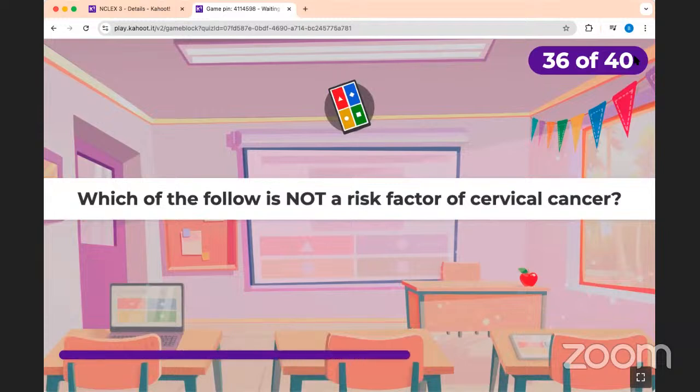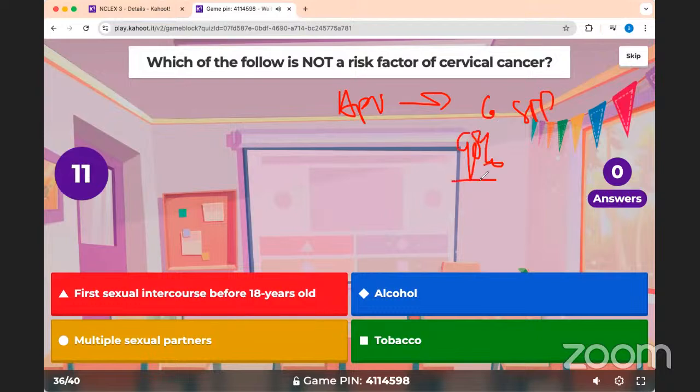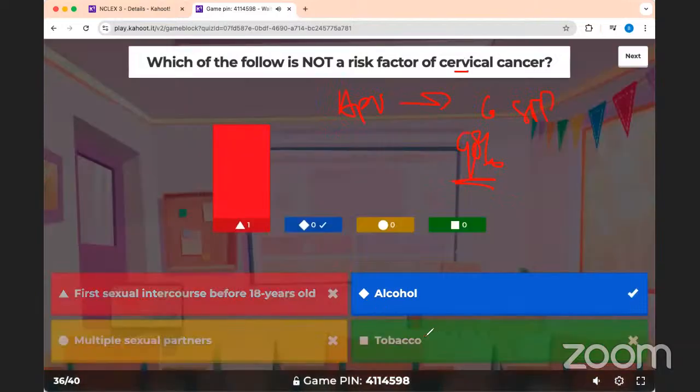Which of the following is not a risk factor of cervical cancer? Okay, so this is the key. It's one of the common causes, caused by HPV, right? And this is a very common STD. Over 90% of people have it, but nobody knows about it. The side effects are really bad. Which of the common risk factors causes cervical cancer?